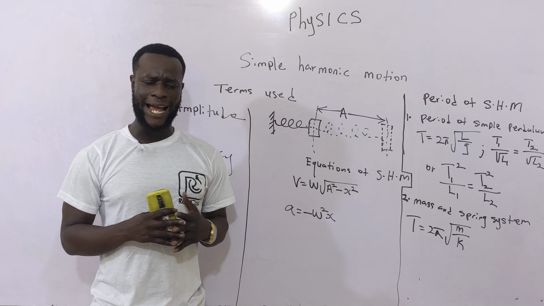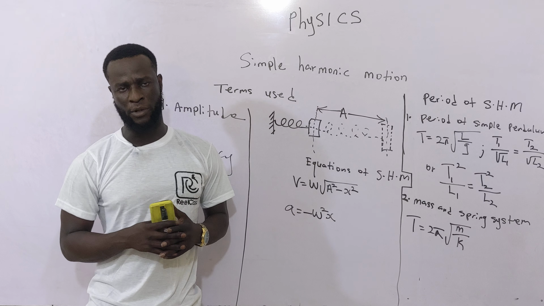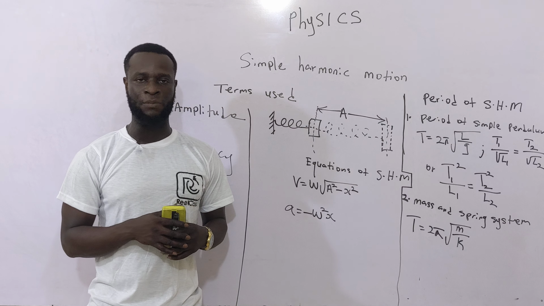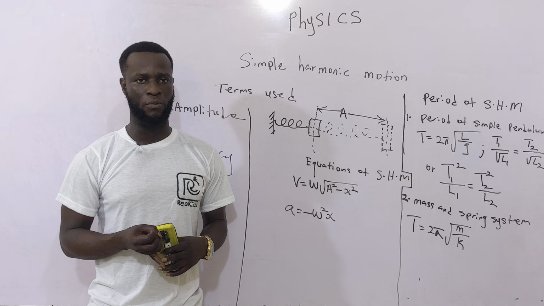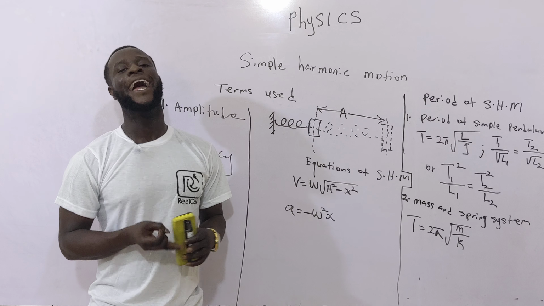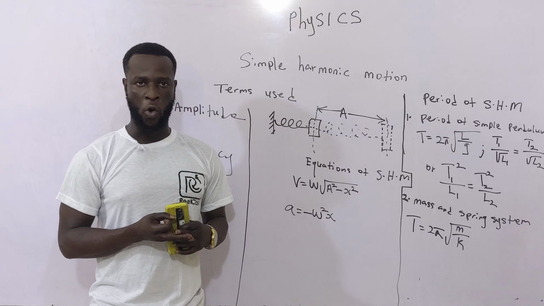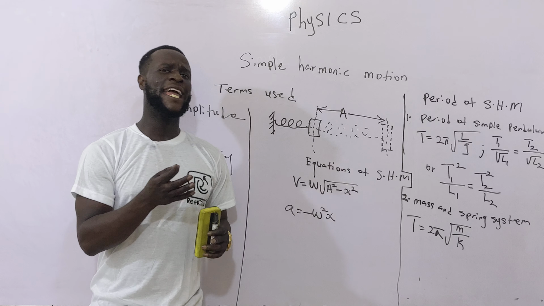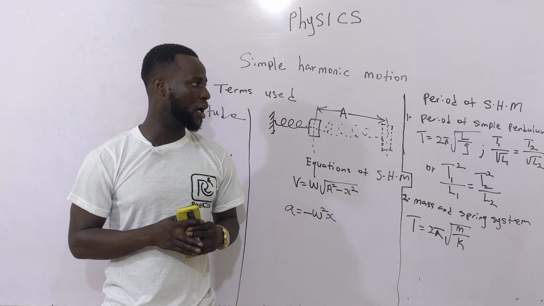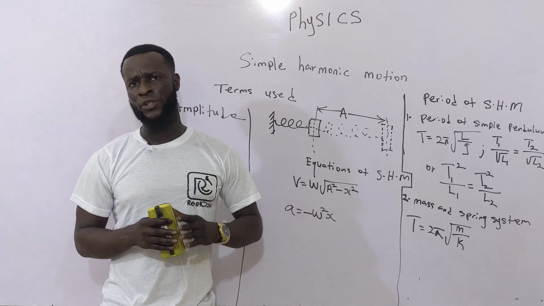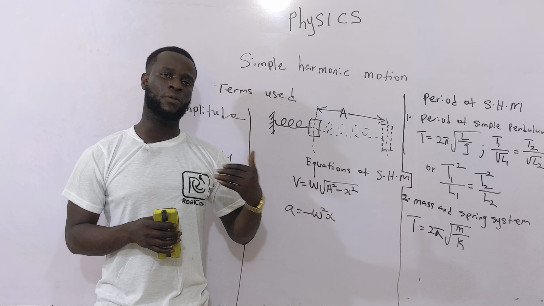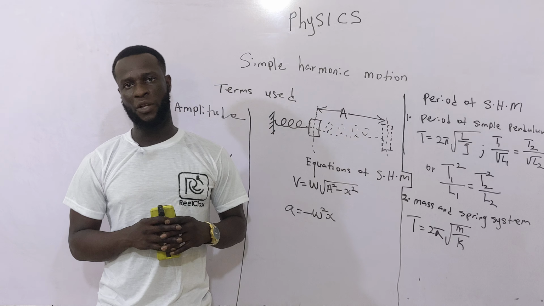With that being said, what are the examples of bodies undergoing simple harmonic motion? A simple pendulum displaced at a small angle is undergoing simple harmonic motion. A mass and spring system is undergoing simple harmonic motion. A diver's board is undergoing simple harmonic motion. A tuning fork is undergoing simple harmonic motion. Even a loaded test tube is also undergoing simple harmonic motion. So these are some of the examples of bodies that are undergoing simple harmonic motion.